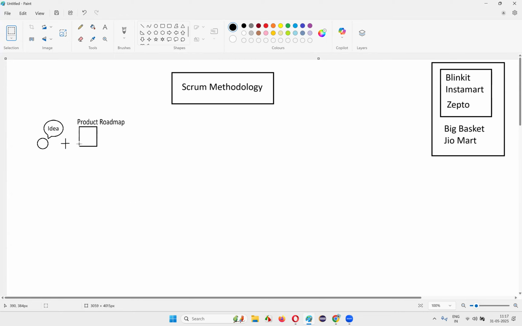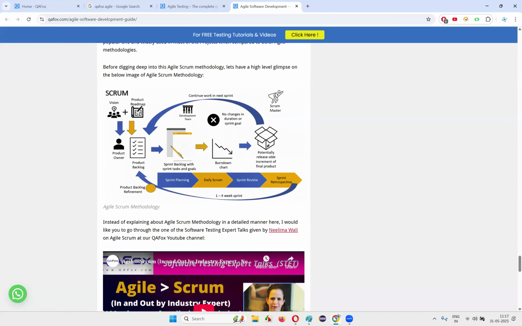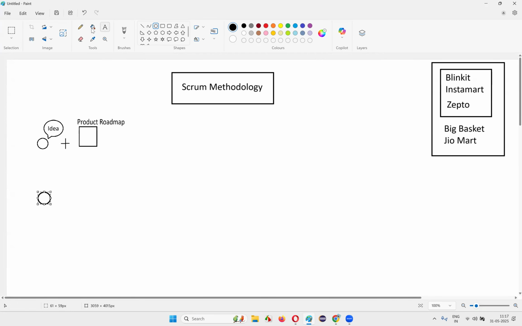Then this company or team will hire one person known as product owner. What is that, guys? Product owner. Everyone type in the chat box, product owner. These are the terms you need to remember. Everyone needs to remember.